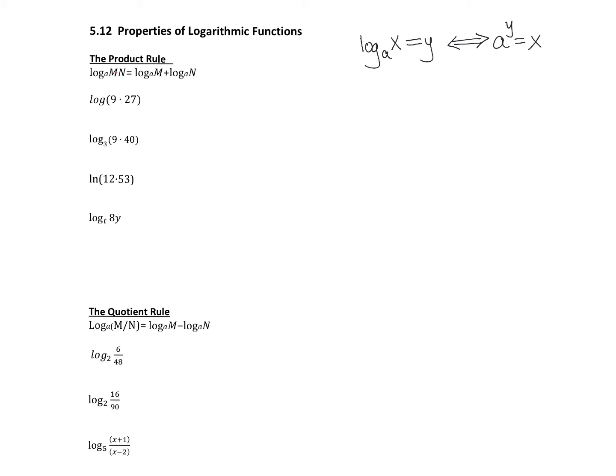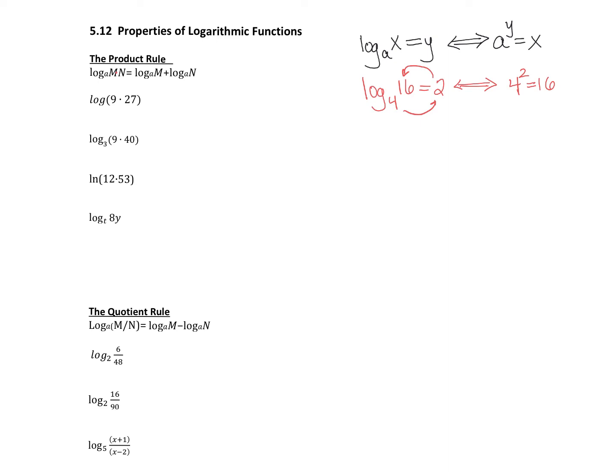So for example, if we see something that says log base 4 of 16, we're saying, what is the exponent that you need on 4 to get 16? And of course, the answer is 2. If we were to write it in the exponential form, it would be 4 squared equals 16. So basically, a logarithm is an exponent.